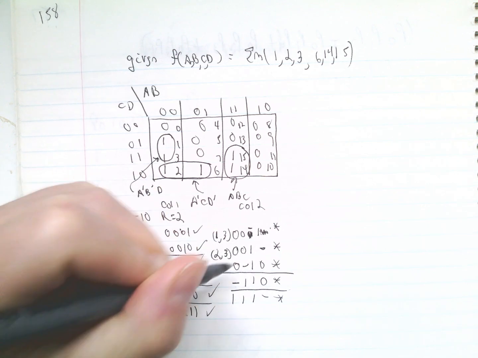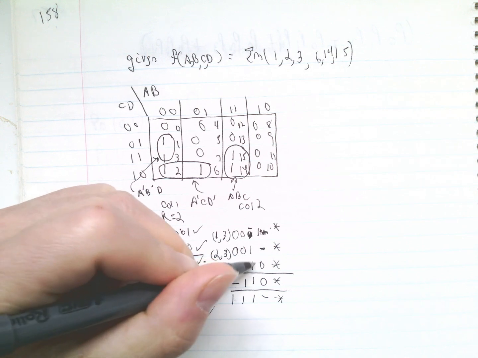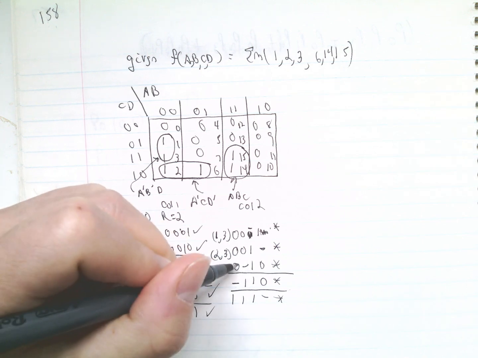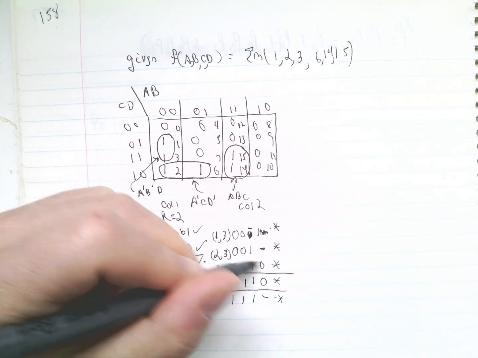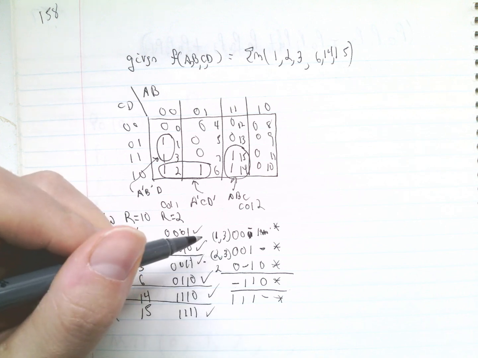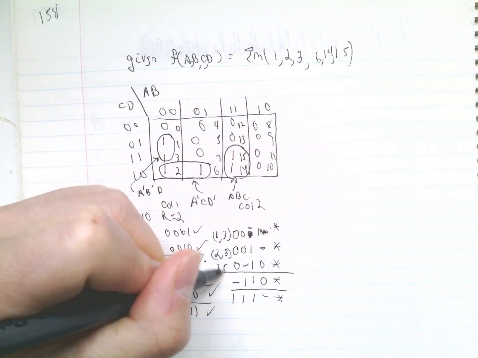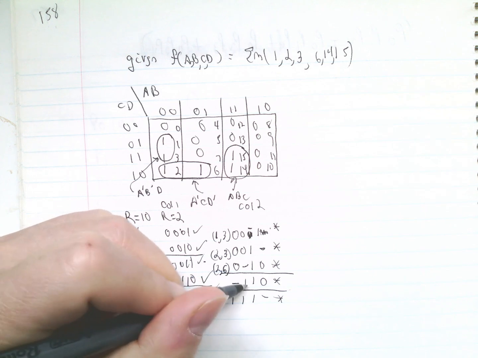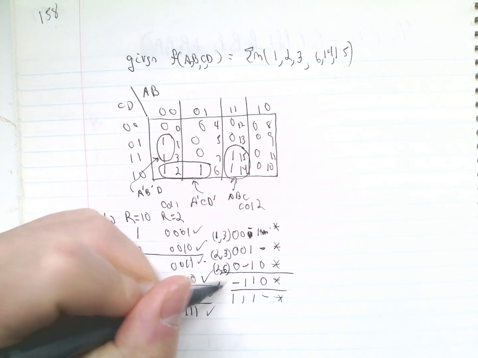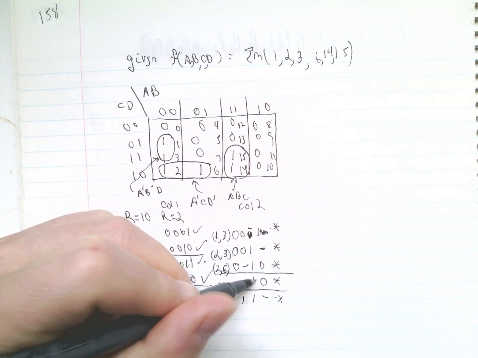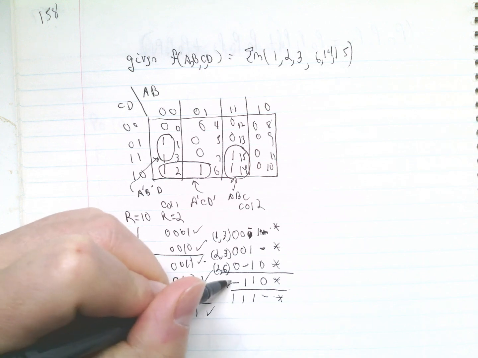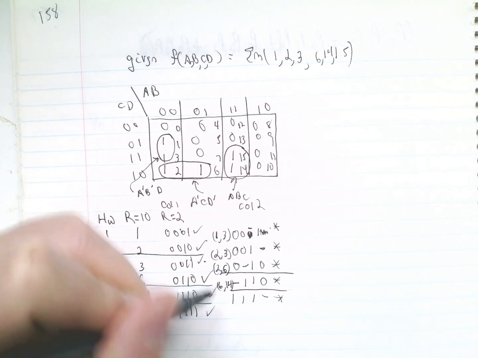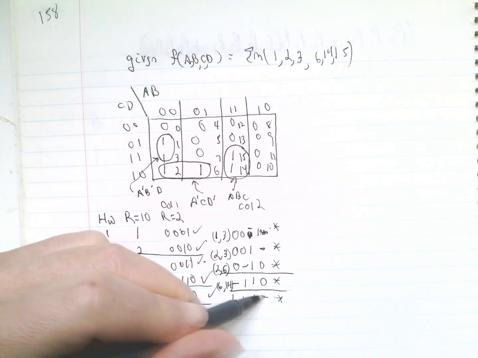0, 1, 1, 0, no, that's a 6. 0, 1, 1, 0, that's a 6. And 1, 1, 1, 0, that's 14. 1, 1, 1, 0, that's 14. And 1, 1, 1, 1, that's 15.